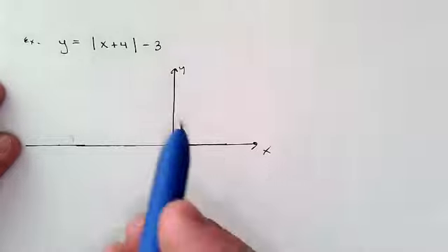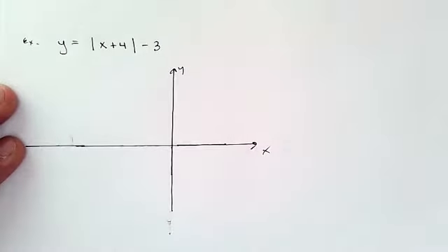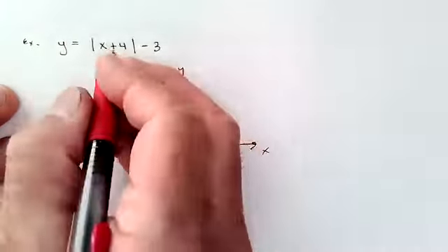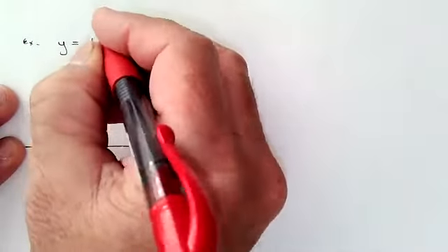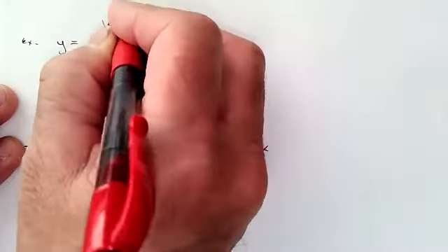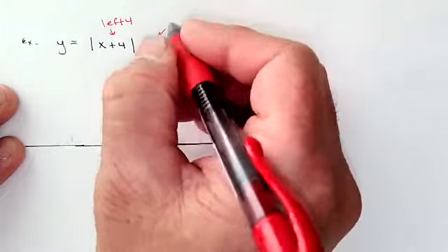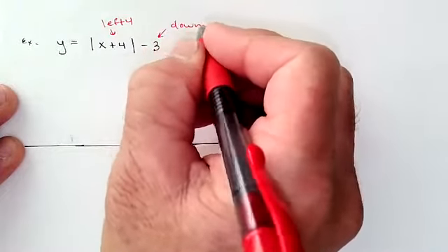Okay, here's a similar thing with the absolute value graph. So my base graph is just absolute value of x. Plus 4 is actually going to have the effect of moving my graph to the left 4. So it's opposite of what you would think. But for the y values, it is what you think. This is going to move my graph down 3.